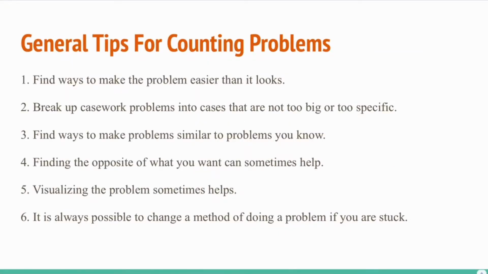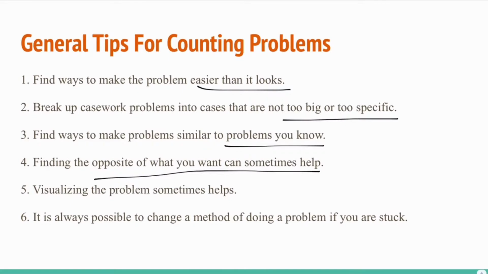Here are some general tips for counting problems. You should find ways to make the problem easier than it looks. You should break up casework problems into cases that are not too big or too specific. You should find ways to make problems similar to the problems you know, because then they're easier to solve. Finding the opposite of what you want can sometimes help. And visualizing the problem sometimes helps. And it's always possible to change a method of doing a problem if you're stuck.